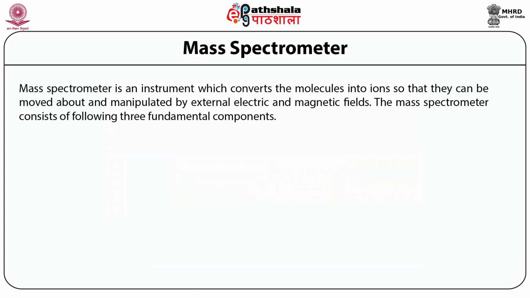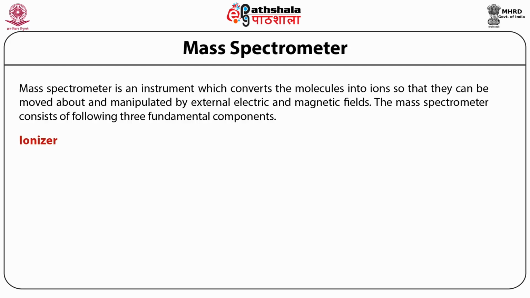The mass spectrometer. A mass spectrometer is an instrument which converts the molecule into ions so that they can be moved about and manipulated by external electric and magnetic fields. The mass spectrometer consists of following three fundamental components. Number one, ion source or ionizer. Second is mass analyzer, and third system is detector system.